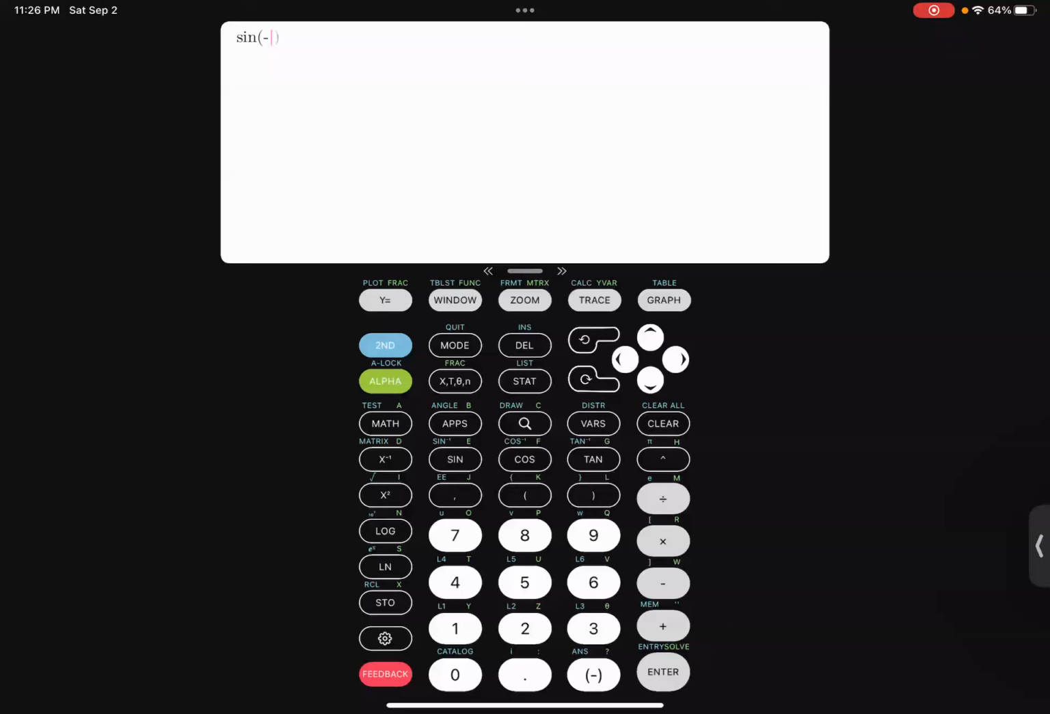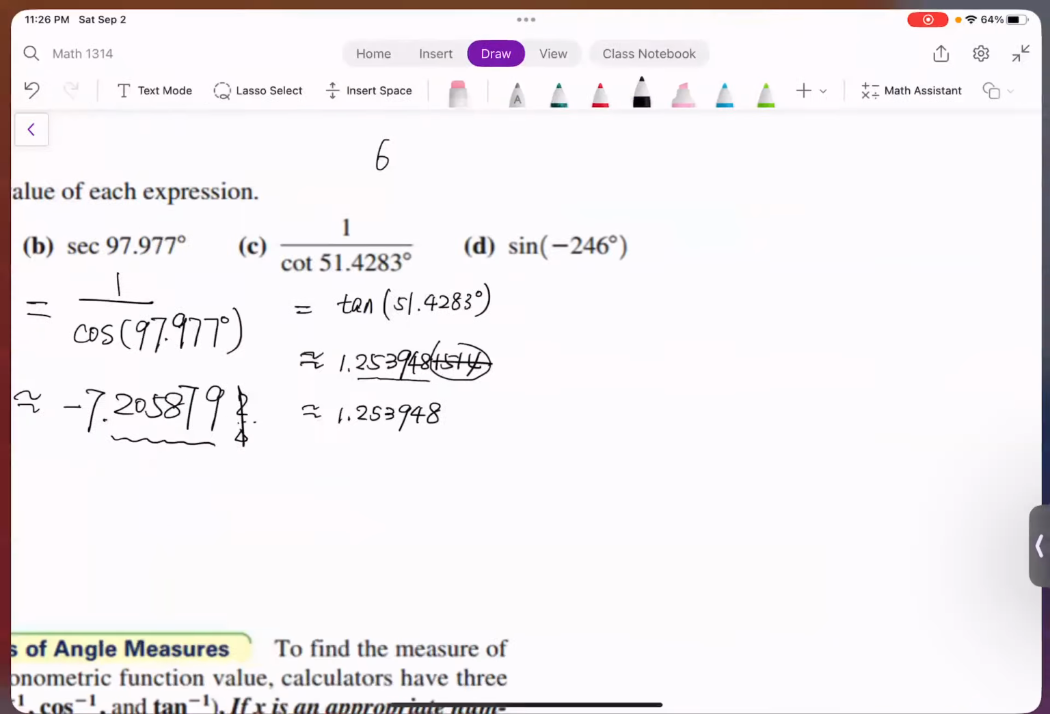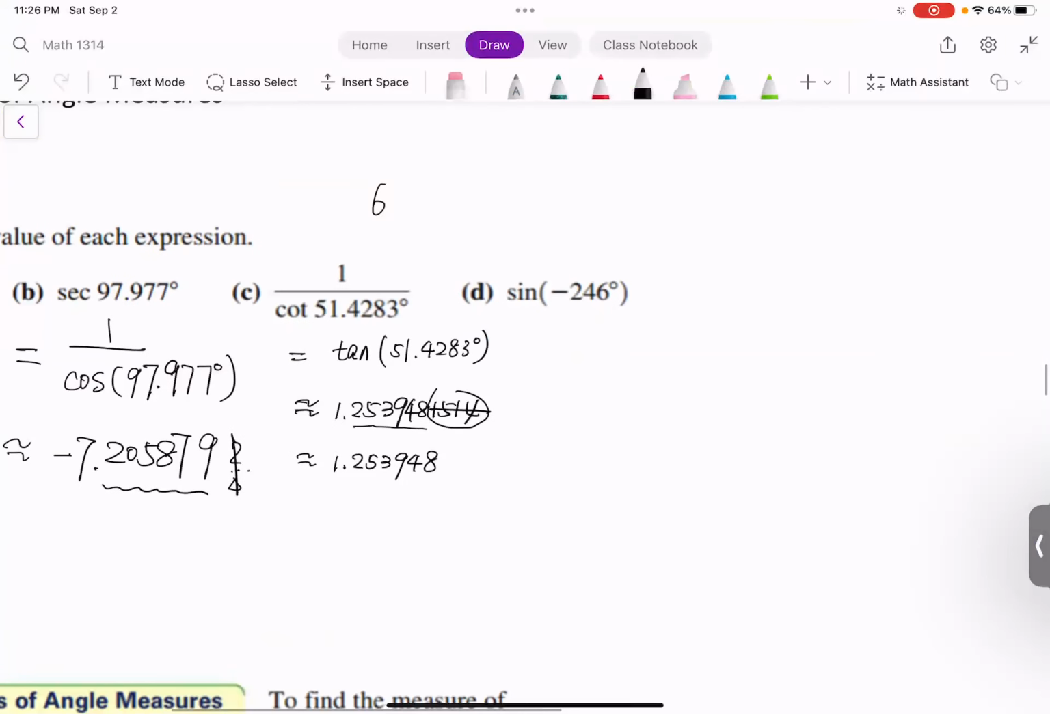So the last row. This one, you see this one? Let's do it again. Sine negative, we have 2, 4, 6. There's a degree mode, so you don't need to worry about adding a degree sign there because the calculator knows that. Sine, parentheses, the input, they are all degrees. Then hit enter. So I have this data. So put it in my notes.